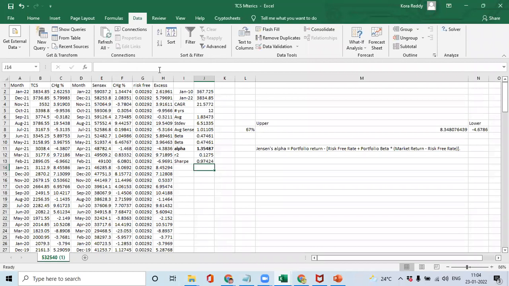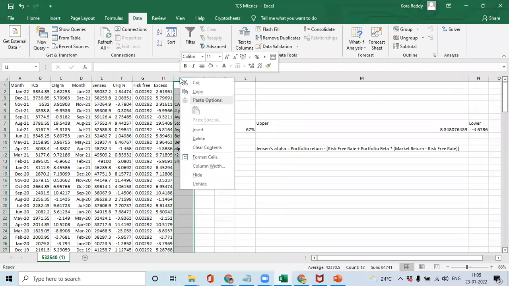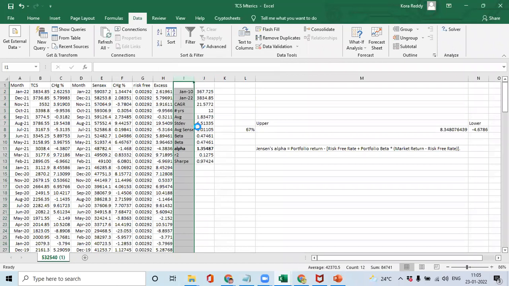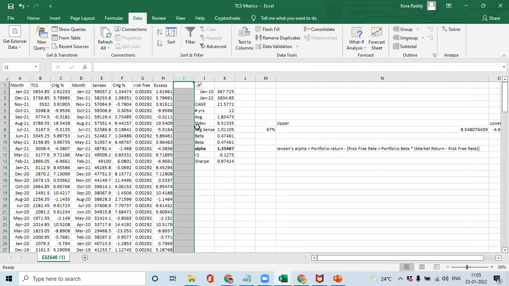So what is the TCS Sharpe ratio? 0.97, close to 1. What is bad? You can read on the internet. Anything in excess of 2 is extremely good. 1 to 2 is good. 0.5 is average, something like that. I would just pay attention to this number, but I won't worry too much.